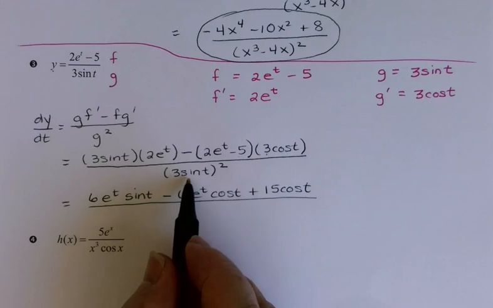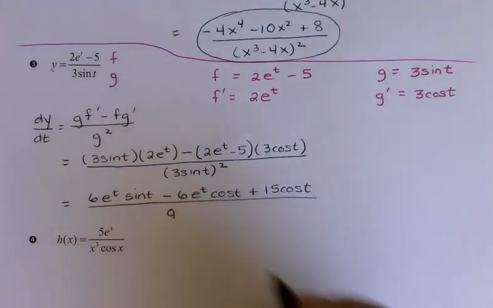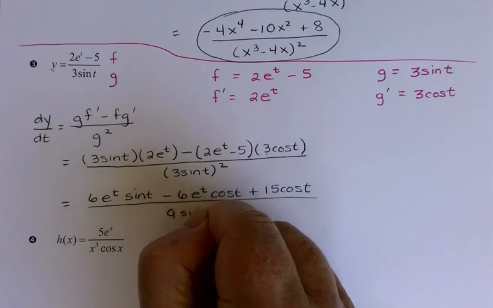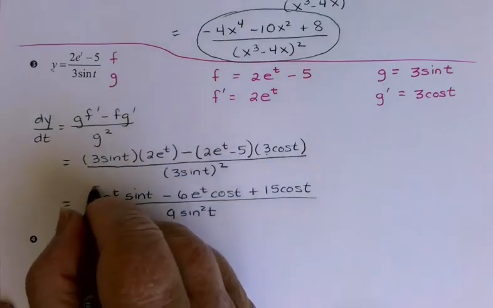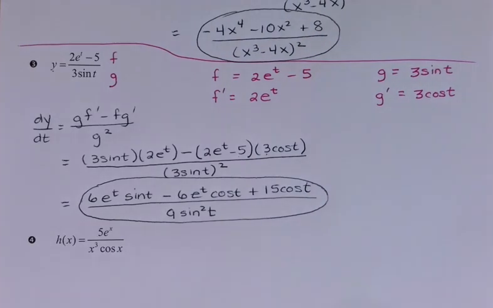And since that's just a product and not a sum, it's so easy to multiply out, I think I'll go ahead and do it. 3 squared would be 9, and then I'd have sine squared t. So there's my derivative.